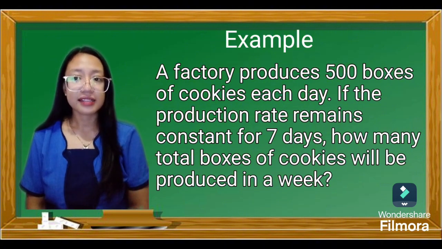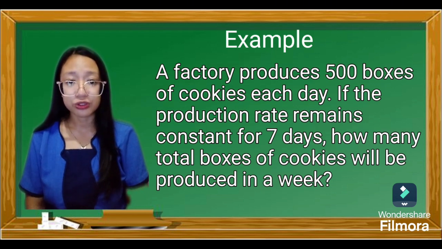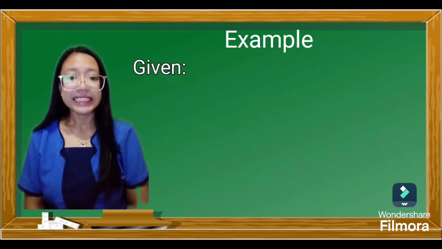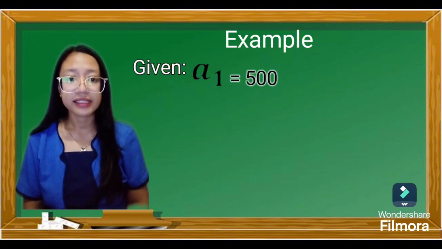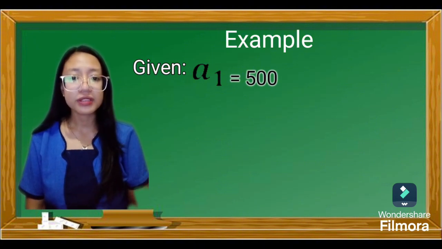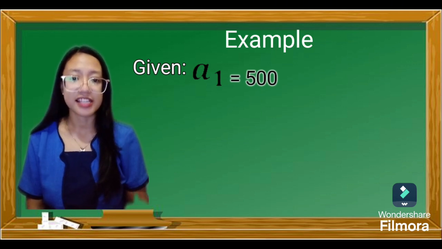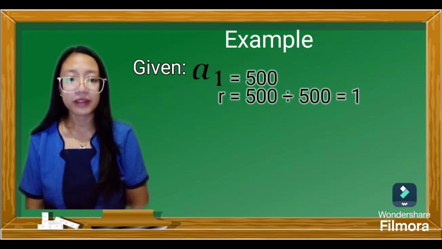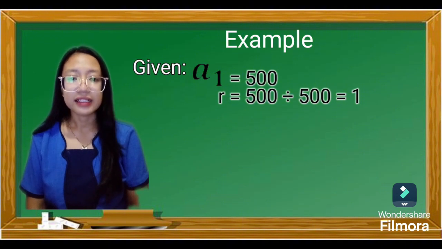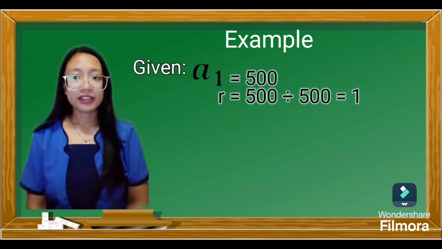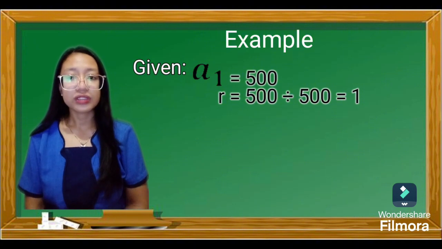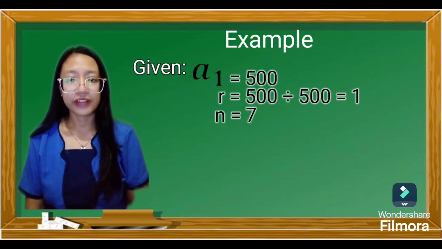So, yung first term natin is 500 since ayun yung na-produce each day. And then, constant naman daw siya, so magiging second term natin is 500 again. So, para makuha yung common ratio, i-divide natin yung first term sa second term. So, 500 divided by 500 is positive 1. So, ngayon, hanapin naman natin yung number of terms. Since nakalagay dito, remains constant for 7 days. 7 days yung hinahanap nating total or yung sum. So, ang number of terms natin is 7.